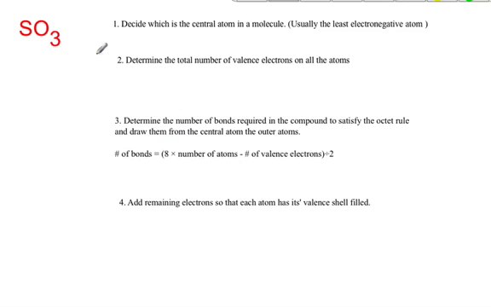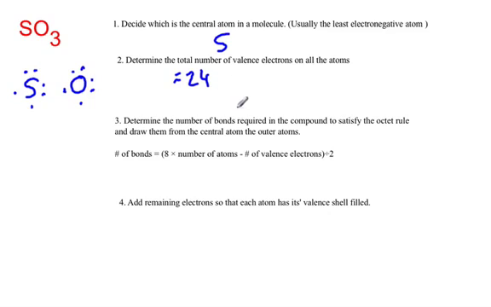Now for sulfur trioxide, the formula is SO3. The sulfur is the central atom, and remember that each sulfur has 6 valence electrons, and each oxygen also has 6 valence electrons. And so the total number of valence electrons, and we've got 4 atoms, each with 6, is going to be 24 valence electrons.